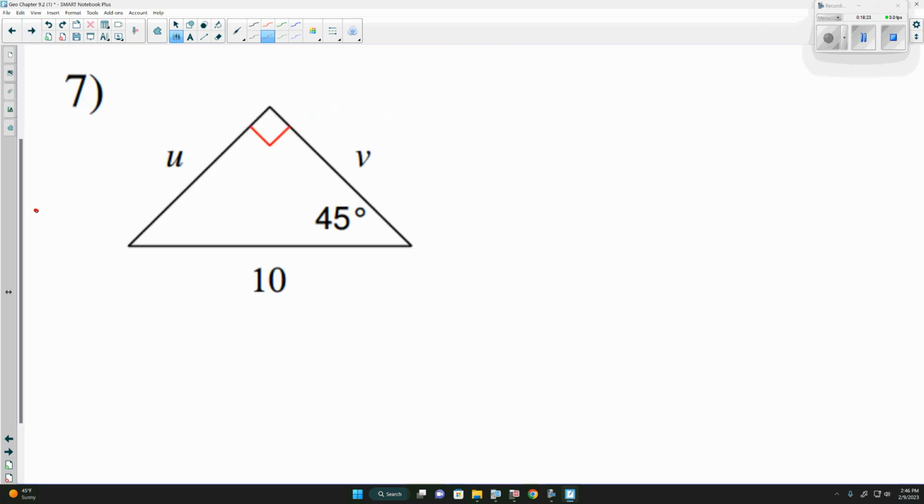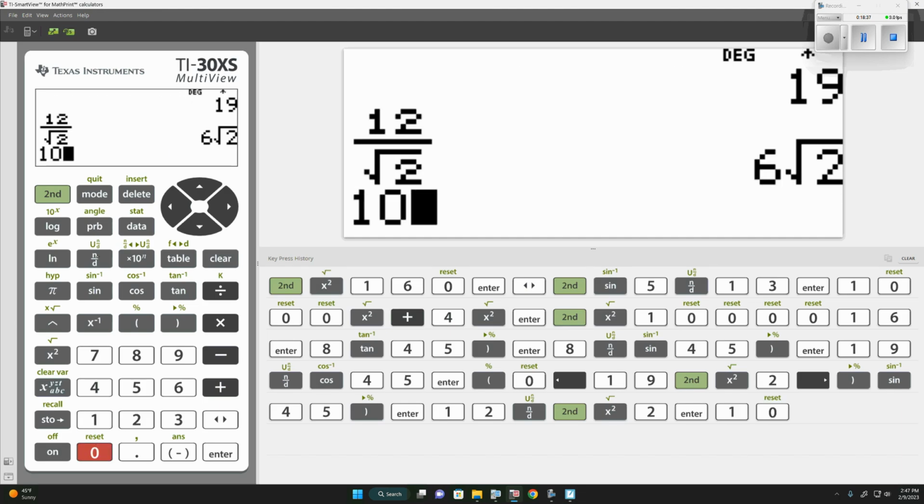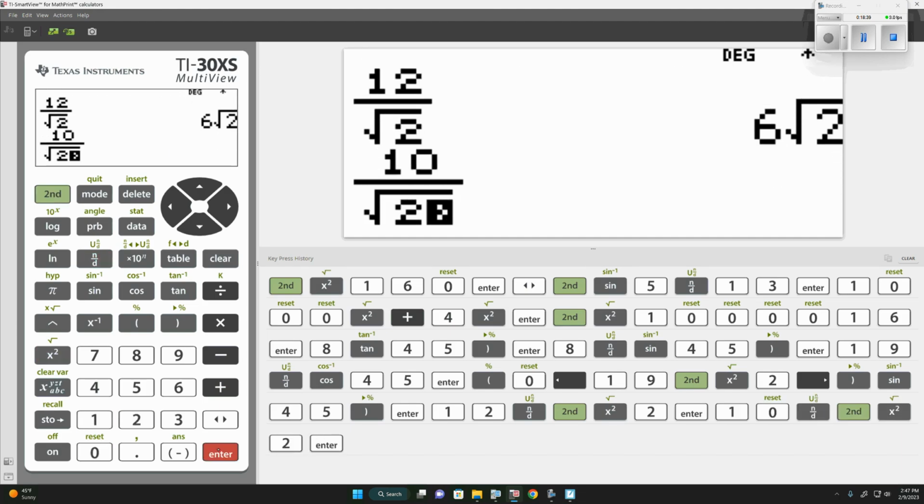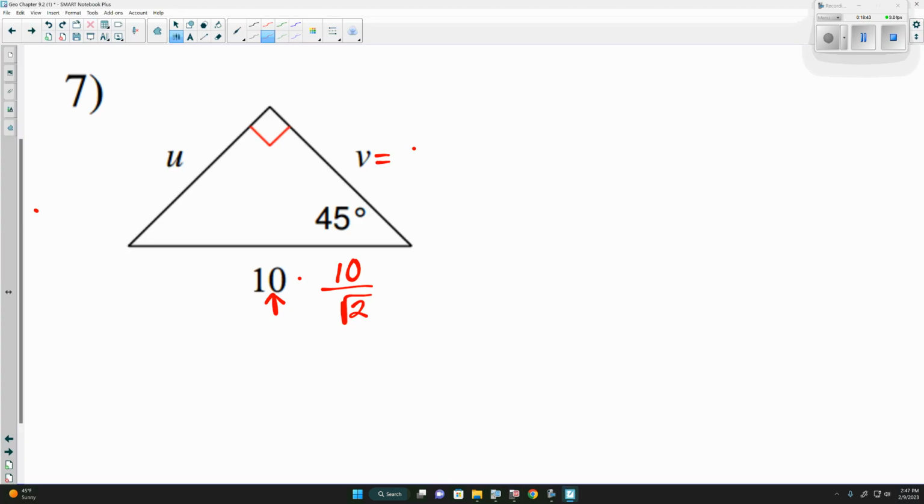So what would we do for this one here? Because we know that this 10 over square root of 2 is 5 square root of 2. So V is... Questions on this here?